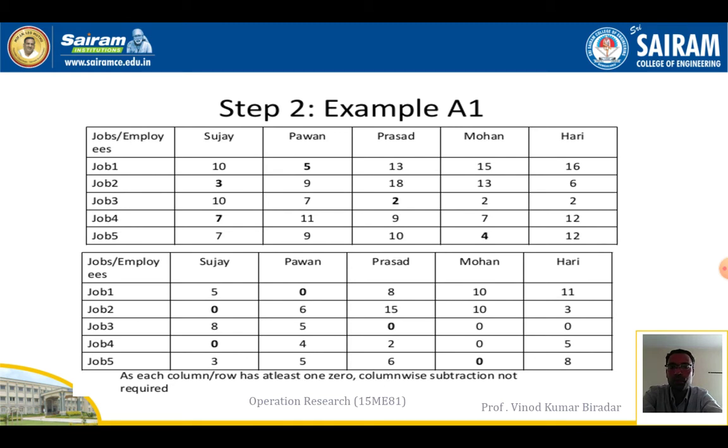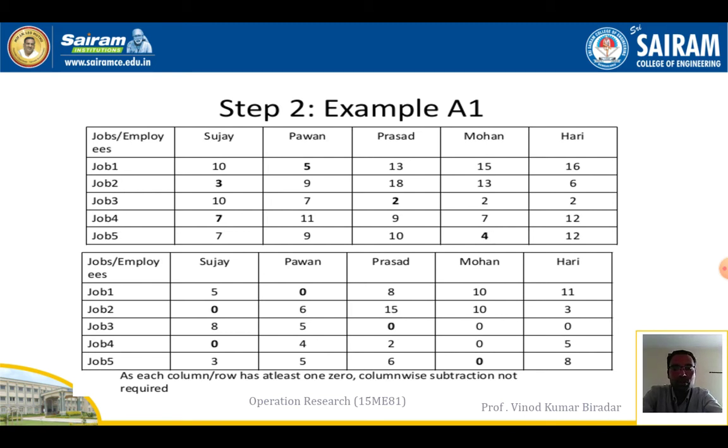From job number 1, if you consider the row, the least value is 5, the next row is 3, the next row's least value is 2, the next row's least value is 7, and the next row's least value is 4. So you get a new modified matrix, shown below as the second matrix. For example, 10 minus 5 is equal to 5, 5 minus 5 is equal to 0, 13 minus 5 is equal to 8, 15 minus 5 is equal to 10, and 16 minus 5 is equal to 11. Like that you go on up to job number 5, and you get a new modified matrix.